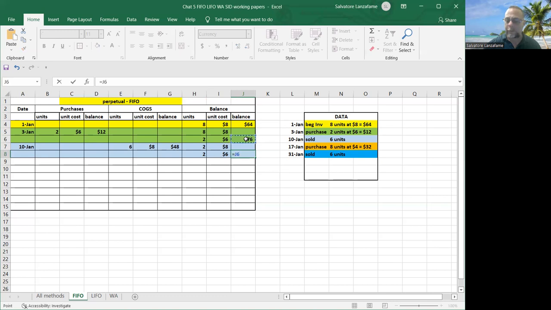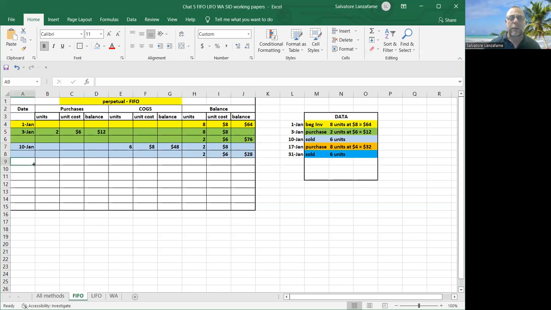So inventory has now decreased to 28. And you can pretend this is thousands or millions or whatever, okay? So we had $76 worth of inventory. We sold 48 of it, and now we're down to 28 in inventory, $28 worth. And that is made up of 2 units at 8, 2 units at 6.